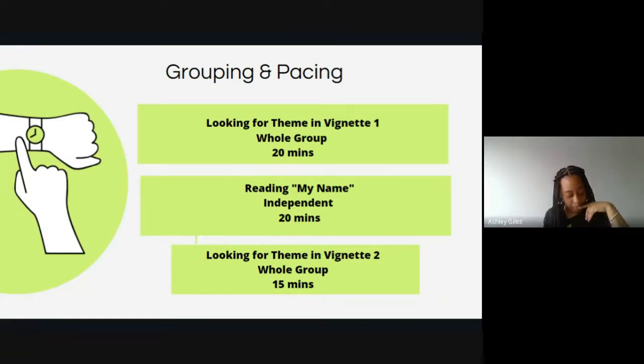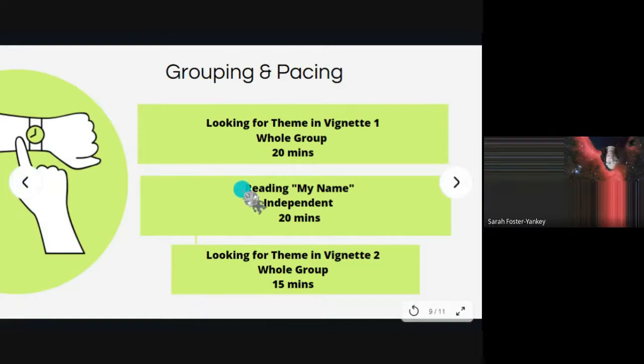Then we're going to go to the next component of the lesson, reading "My Name," the next vignette. Students are going to do that independently. The teacher will prompt students to look for what is revealed about character in this vignette. So what else do we learn about Esperanza? The teacher reads the first paragraph of the vignette, and then students will read the remainder of it independently.